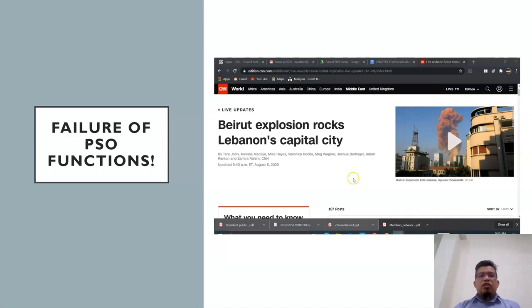Failure of public sector organization functions can lead to catastrophic disaster. I'll show you an example here: Beirut explosion rocks Lebanon's capital city. Just have a quick look at this.